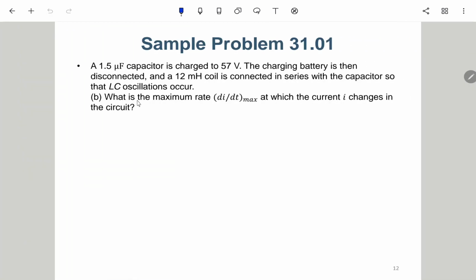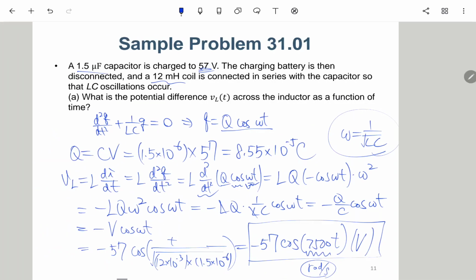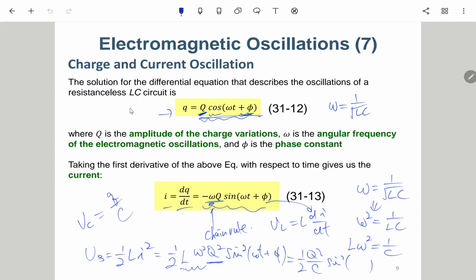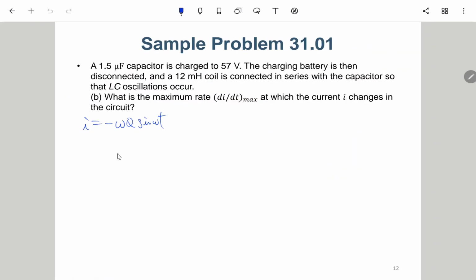And then for part B, what is the maximum rate dI/dt max at which the current I changes in the circuit? Okay, so actually we have I equals negative omega Q sine of omega t. This comes from here, negative omega Q sine omega t. We just ignore this phi, so we have a negative omega Q sine of omega t.